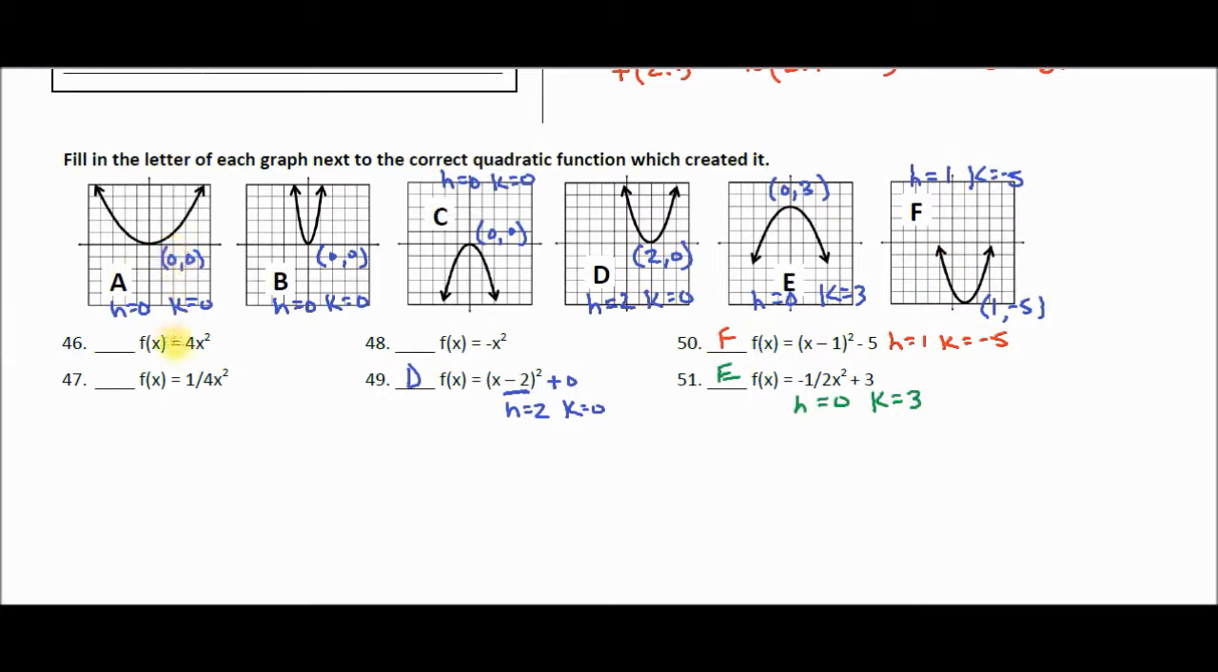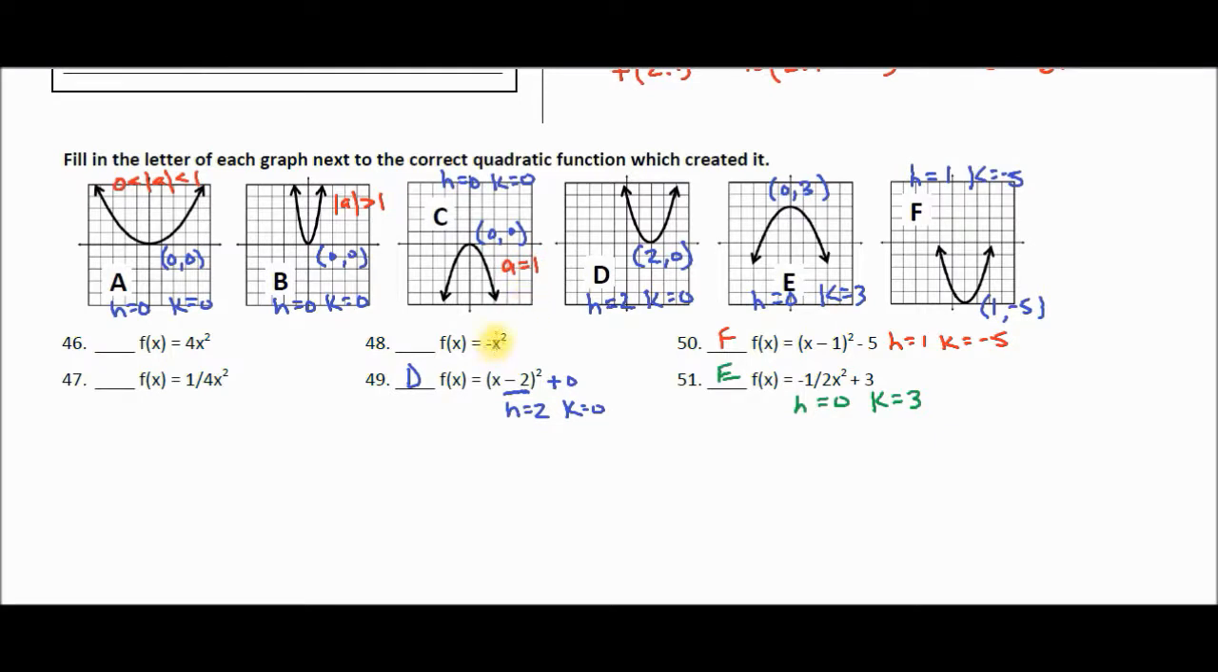Take a look at these. I cannot use H and K to figure out A, B, and C because they're all the same. We're going to have to use A. Look at this equation. You see the parabola is compressed. That means the absolute value of A is going to be small. So that means absolute value of A is going to be between 0 and 1. This one is stretched. That means the absolute value of A is going to be greater than 1. And this one looks pretty normal. I'm guessing A is equal to 1 on that one.